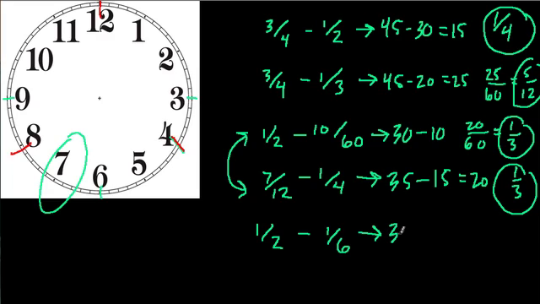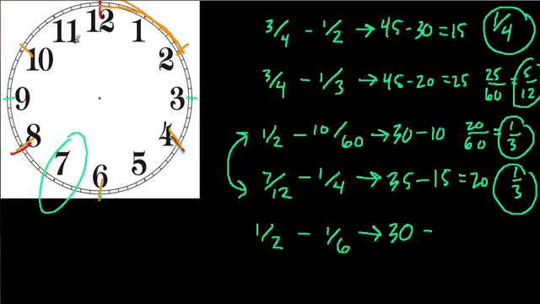Well, half of an hour is 30 minutes, minus a sixth of an hour. Careful there. A sixth is not 6 minutes. It's how much? Well, it's 10, right?